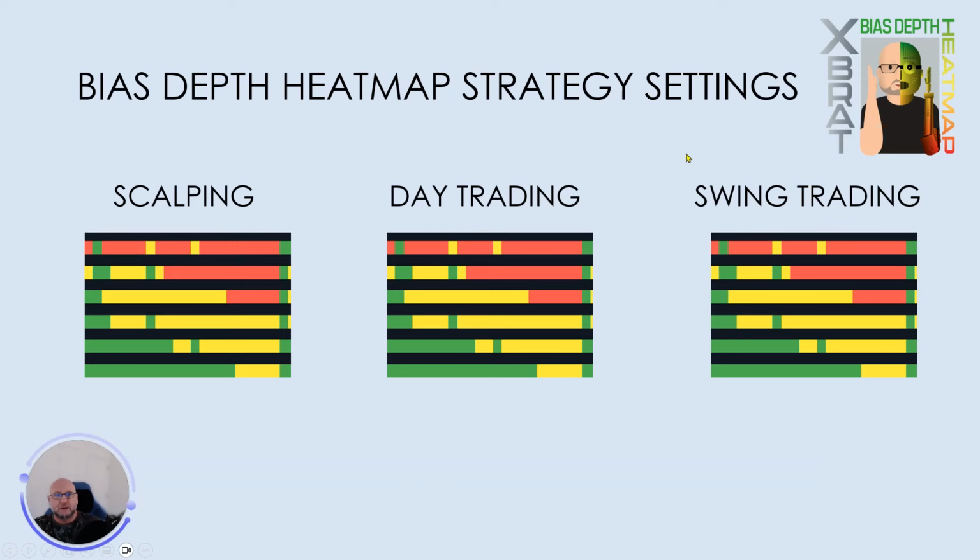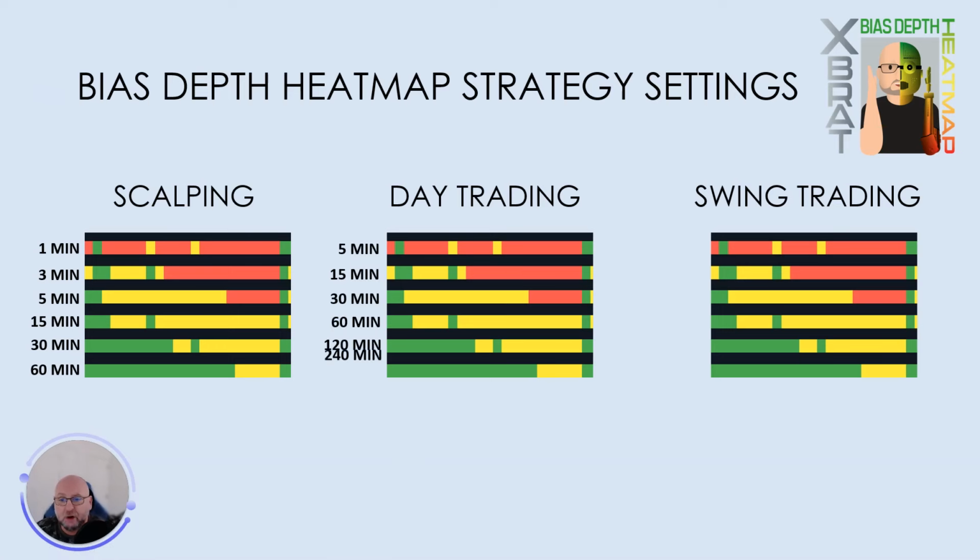So the BIAS Depth Heatmap strategy settings. We have 3 settings on there, one for scalping, one for day trading, and one for swing trading. So the scalping, we're looking at 1, 3, 5, 15, 30, and 60. Day trading, we're looking at 5, 15, 30, 60, 120, 240. And then swing trading, we're going 60 through to monthly. And again, these are specific and it looks at those time frames and tells you where the bias is.